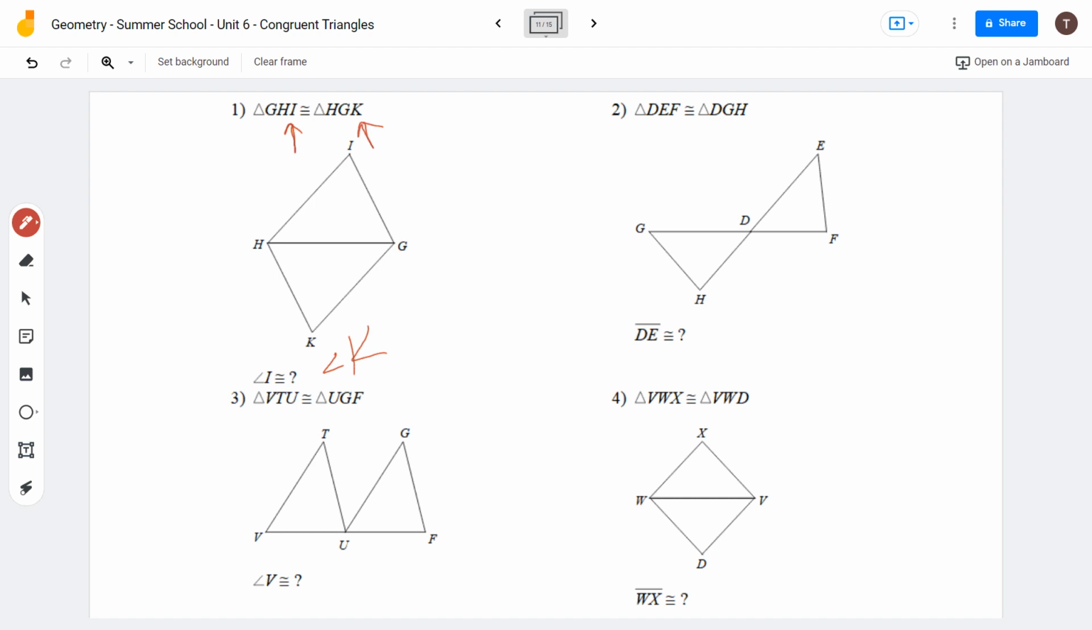For number 2, side DE, that's my first 2 letters here. So that has to correspond to my first 2 letters here. So that would correspond to DG. That little symbol above it means a line segment, or in this case, a side.